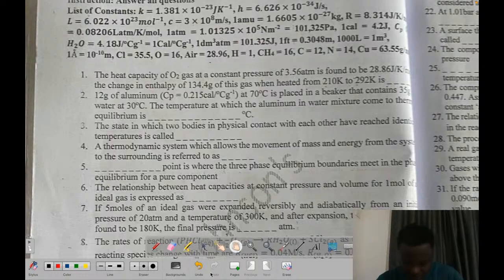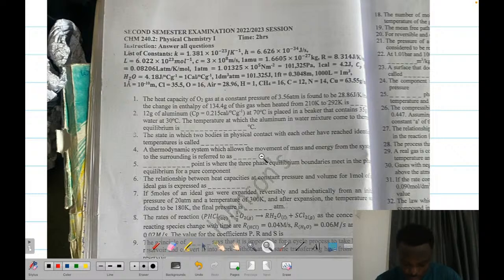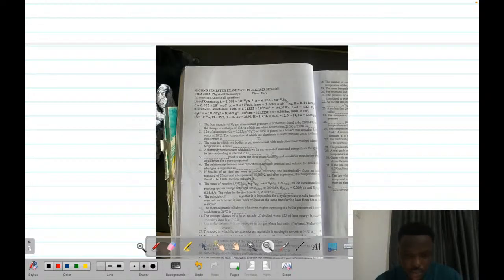I'll drop it. So let's go back to our solving. Let's go back to our solving. Now let's get this back to our solving. Please look up.